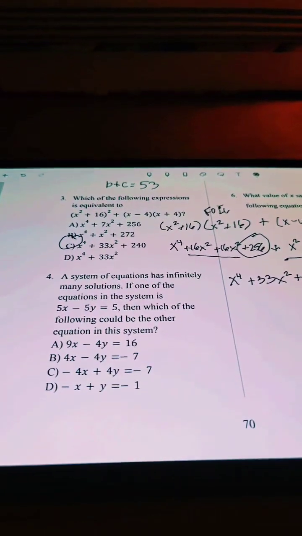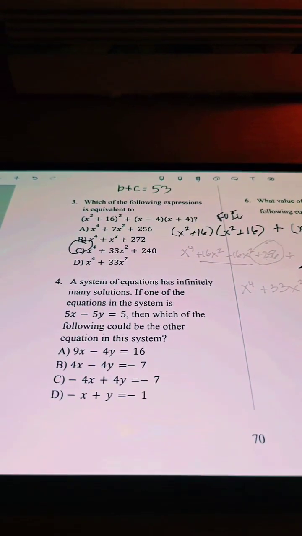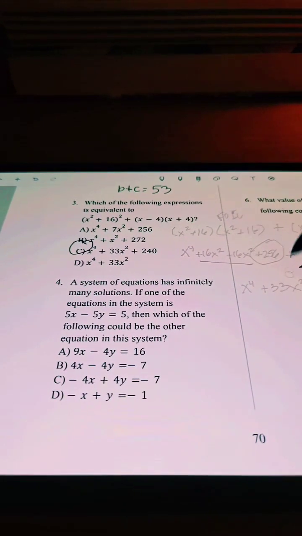Okay, so now I'm going to erase this so it doesn't get all messy and mixed up with the next problems. Really quick.